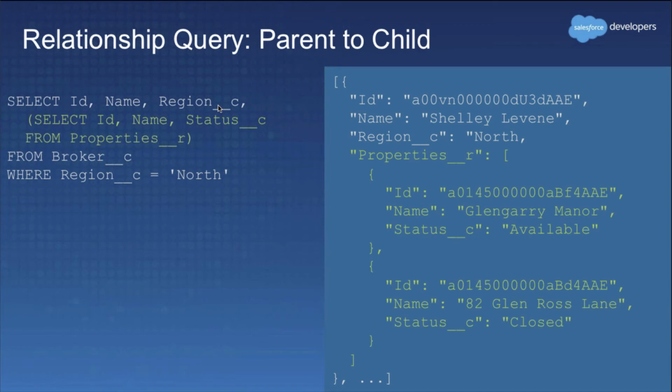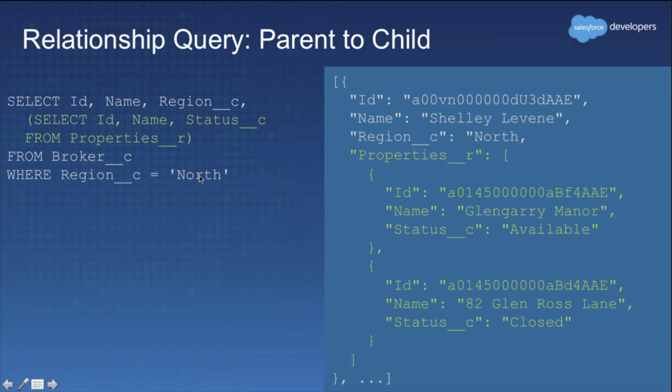All right, so what about parent to child records? Here we have a broker record, its actual fields, and then a comma, and after the comma we have a subquery inside of the braces. What's interesting is that the from isn't Property__c, but the virtual list Properties__r that exists in the broker object that I just showed you.